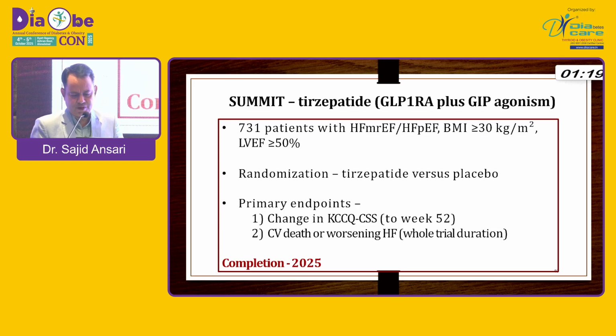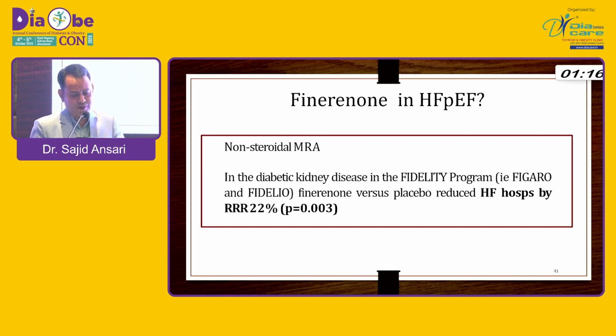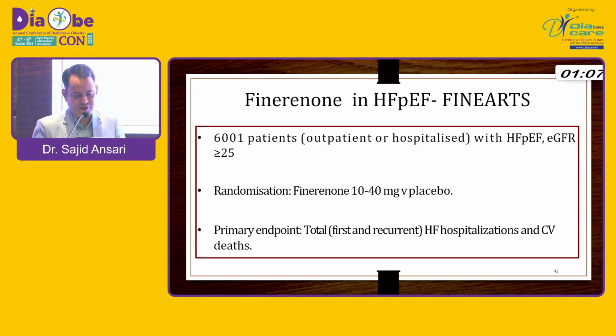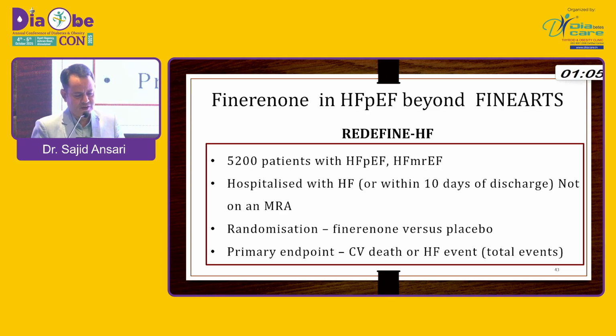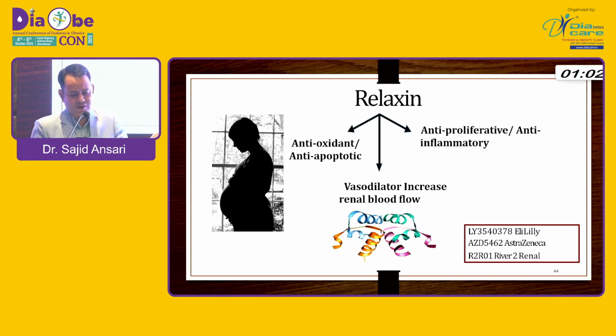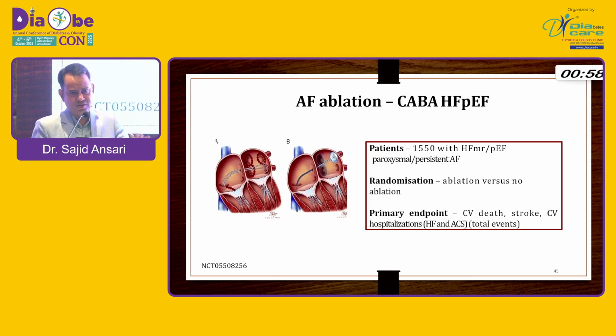The SUMMIT trial, tirzepatide, finerenone, the FINEARTS-HF trial has come, and this is supposed to be a very promising molecule in the future for HFpEF, and some data is already there, and we are using it in selected patients also. Relaxin is one that you can use for its antioxidant, anti-apoptotic property. And last one, surgical treatment, because you usually have patients having atrial fibrillation. So surgical ablation for the ectopic foci is the concern, and atrial fibrillation is the important one.